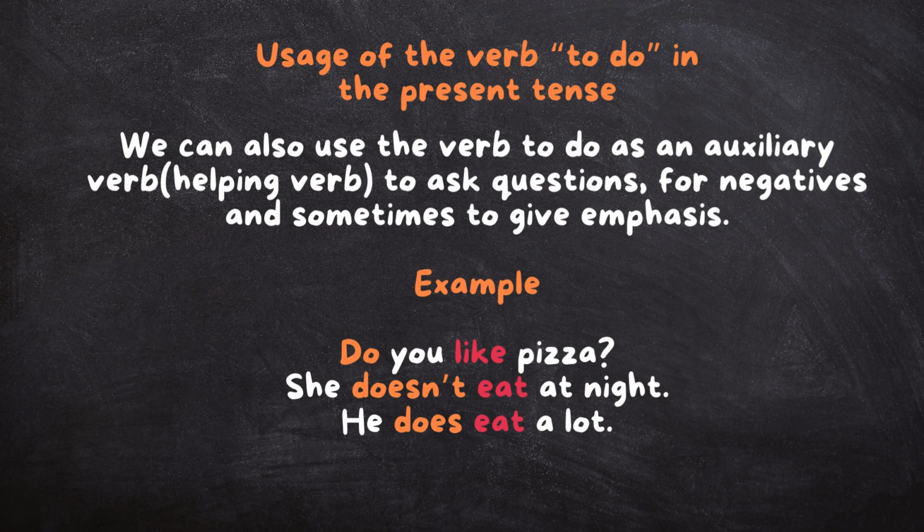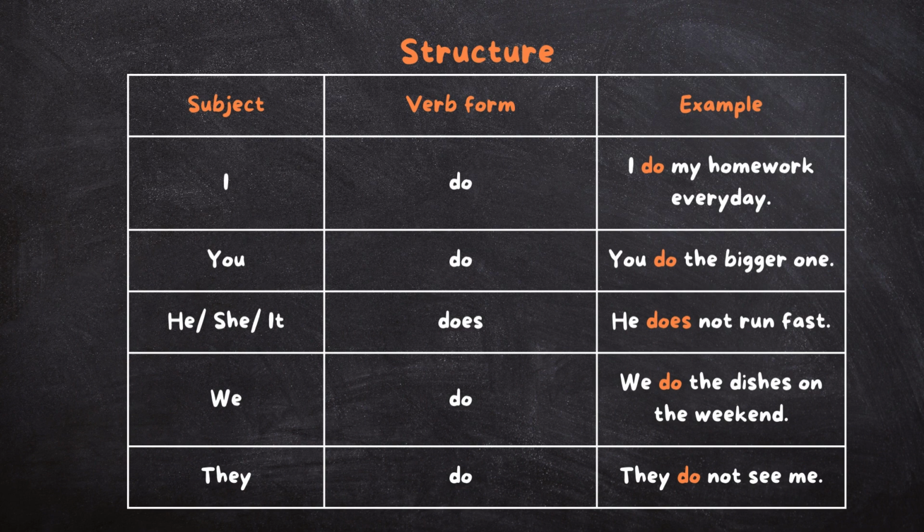And you can see in all of the sentences that apart from the verb to do, we have another verb, a main verb in the sentences. The first one we have do, and then the main verb is like. Second one we have doesn't, and then the main verb is eat. The third one we have does, and the main verb is also what? Eat. Now let's see the structure of the verb to do in the present tense.